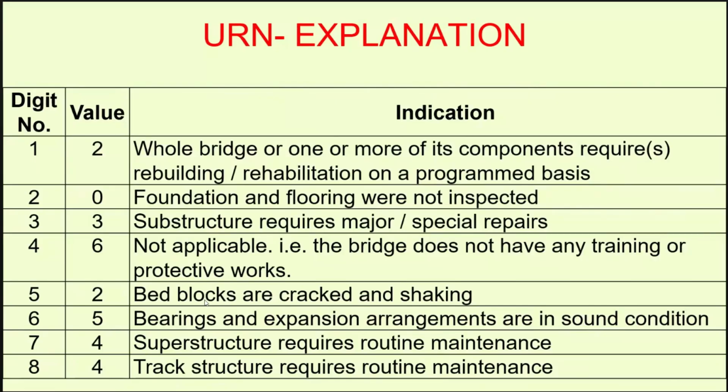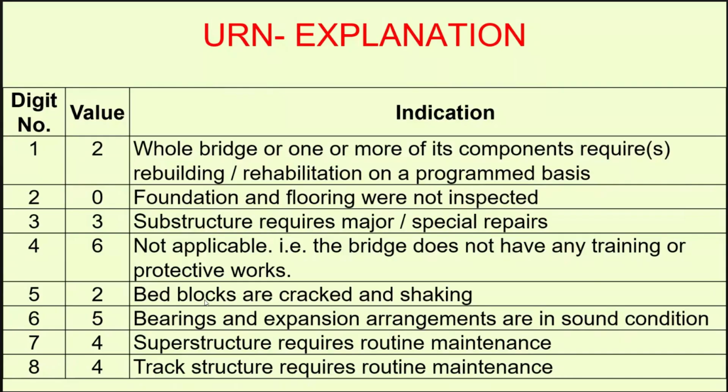Digit number 4 is identifying the river training or the protective works. In this case, no river training or protective work has been provided, so it is not applicable. Then digit number 5 defines the bed block, and here it is written bed blocks are cracked and shaking, so it has become a poor condition. It has to be given a program basis renewal, so it has been given condition rating 2.